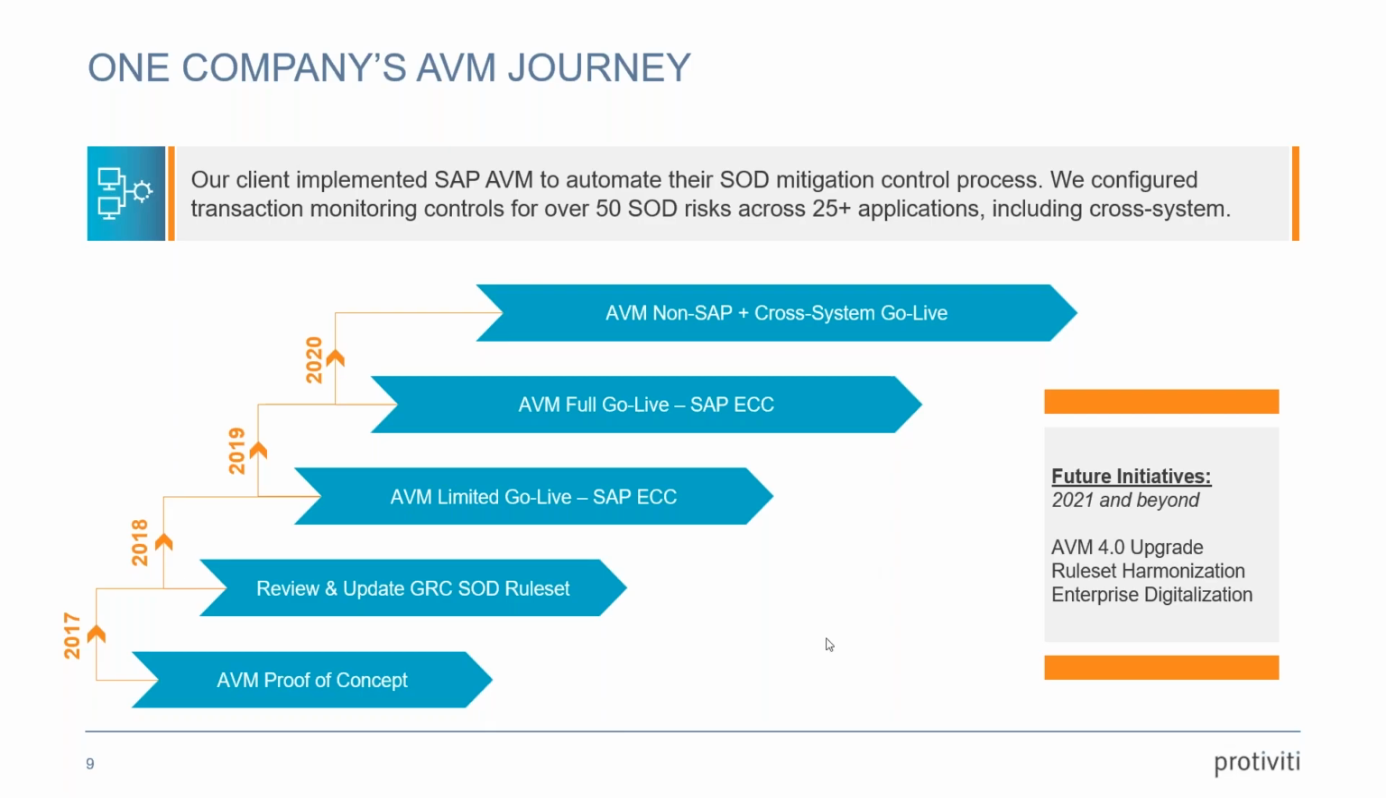And in the future, this company is planning to upgrade to the latest version of AVM, as well as harmonize their various rule sets across the enterprise as they embark on a digitalization effort, implementing S/4HANA and continuing to transform and modernize and update these processes and applications as they go along.